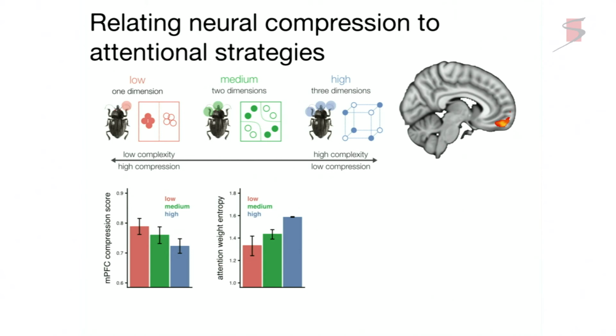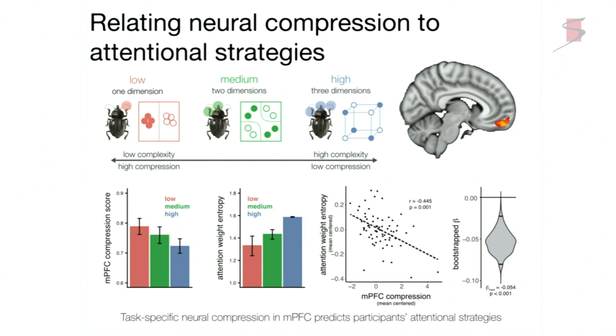This is the degree of neural compression averaged across our participants in MPFC. You can see the most compression for the low problems and the least compression for the high problems. And the question is, do these actually relate to one another? Here I'll show you a cross-subject analysis, but we've done this within subjects as well, trial by trial, fitting attention entropy to the degree of compression on any given trial.